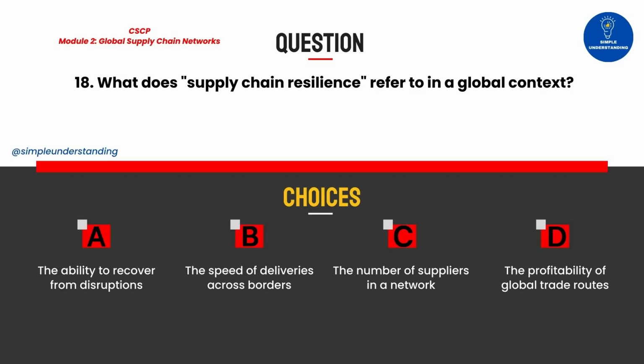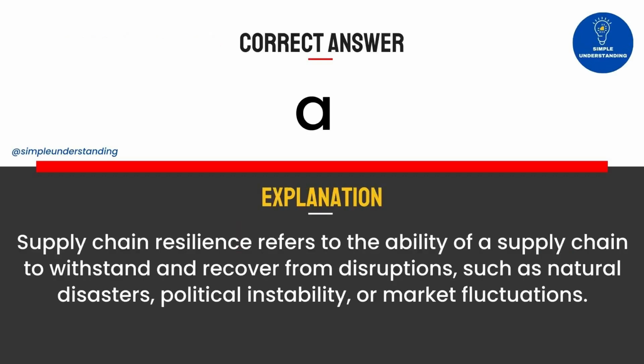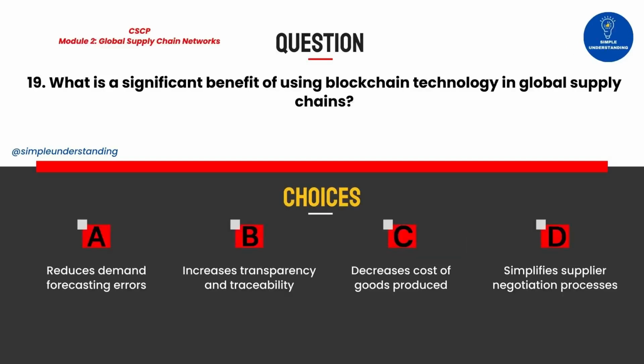A. The ability to recover from disruptions. B. The speed of deliveries across borders. C. The number of suppliers in a network. D. The profitability of global trade routes. Correct answer: A. Explanation: Supply chain resilience refers to the ability of a supply chain to withstand and recover from disruptions, such as natural disasters, political instability, or market fluctuations. 19. What is a significant benefit of using blockchain technology in global supply chains?